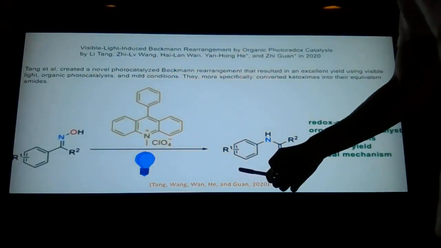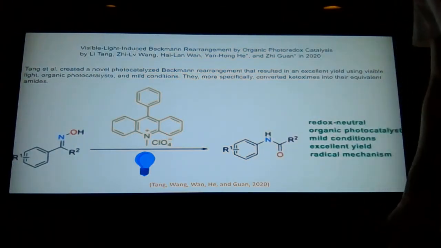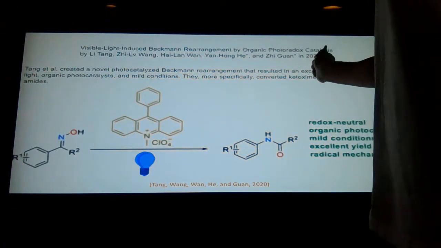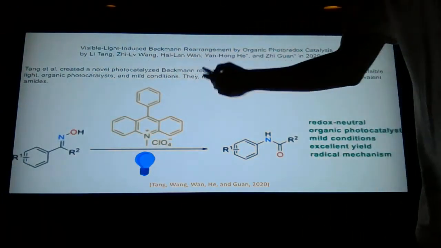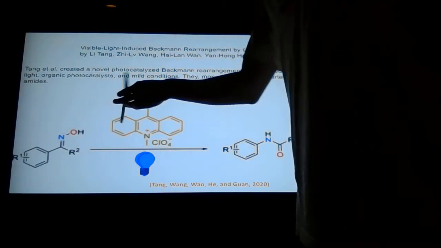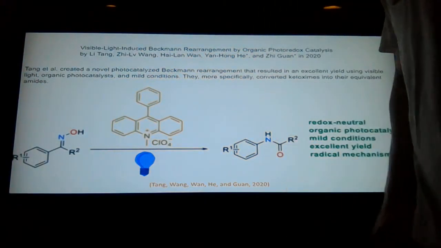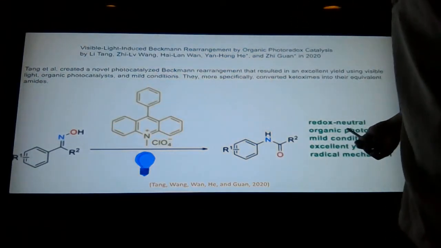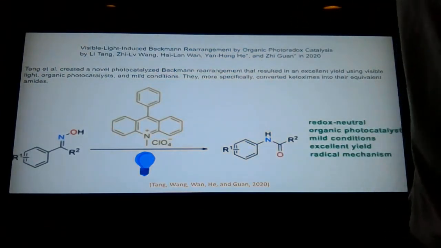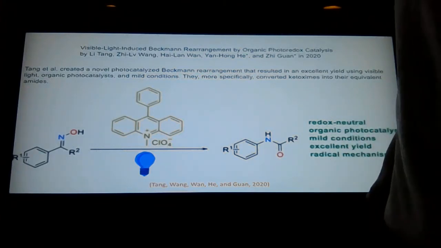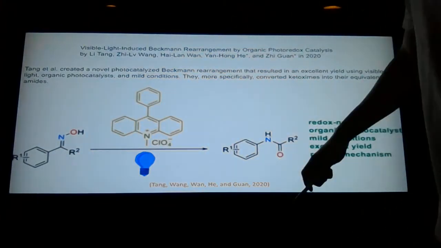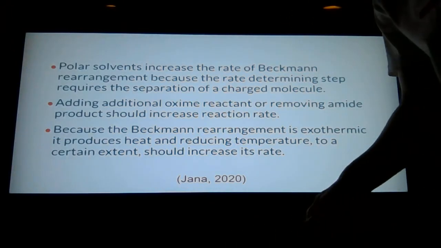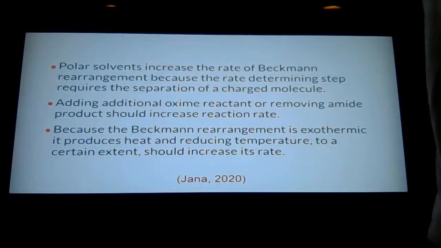This is the example of a use in recent literature, and it's visible light-induced Beckmann rearrangement by organic photoredox catalysis by Tang and the rest. And so Tang and the rest created a novel photocatalyzed Beckmann rearrangement that resulted in an excellent yield using visible light, organic photocatalysts, mild conditions, and more specifically, they converted ketoximes into their equivalent amides. I believe they were doing this to create a more efficient mechanism.